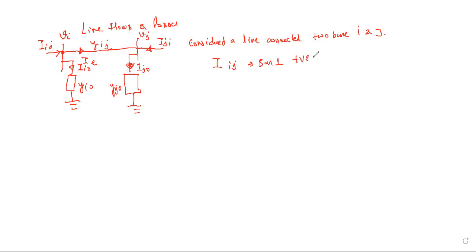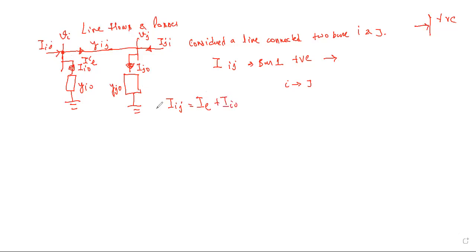Why would it be positive? It is the positive direction. As I told you in the very beginning, if it is entering the bus, it would be positive. So the Iij value here is getting divided into two parts by KCL. At this node, Iij is entering and dividing into I load plus Io.